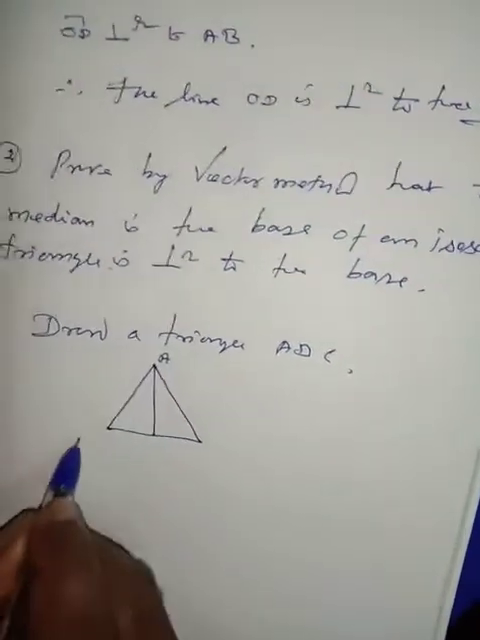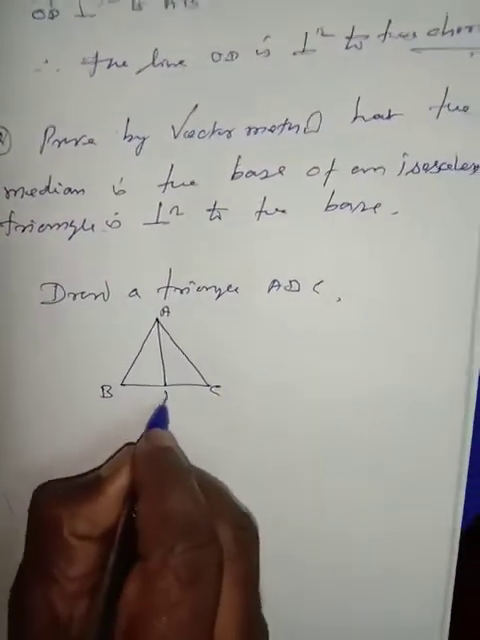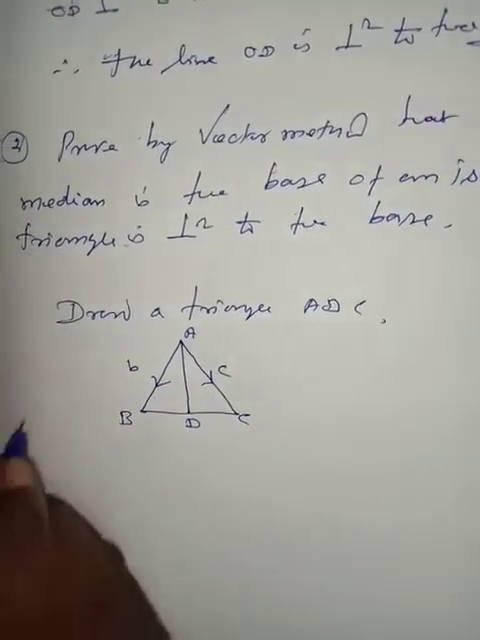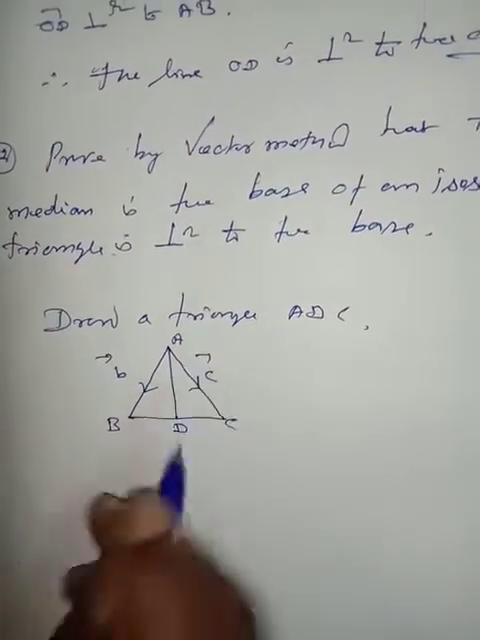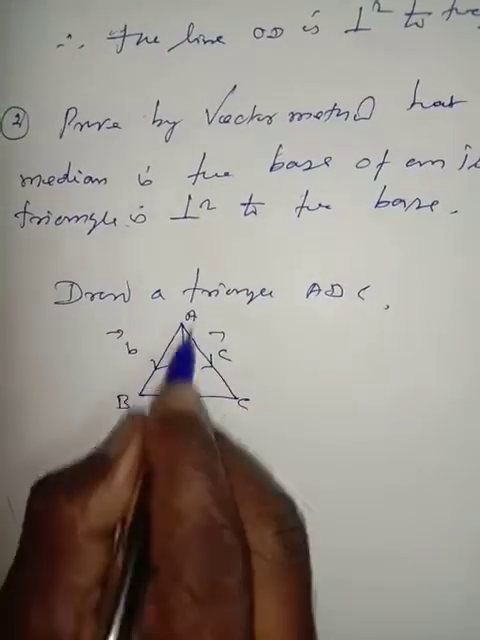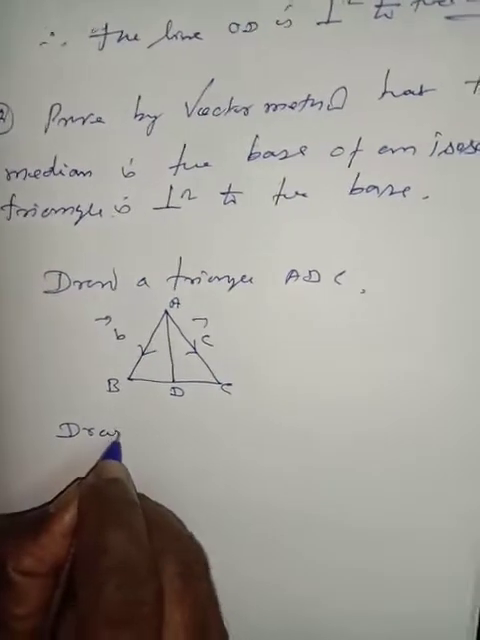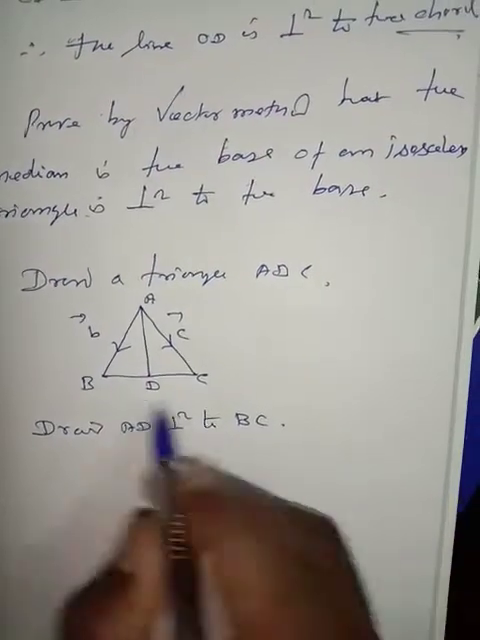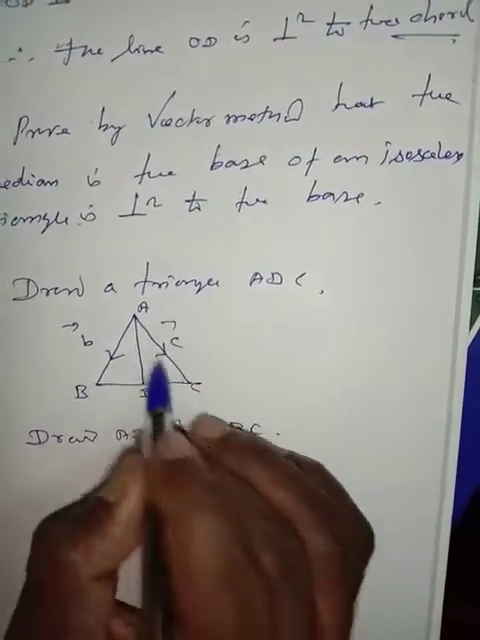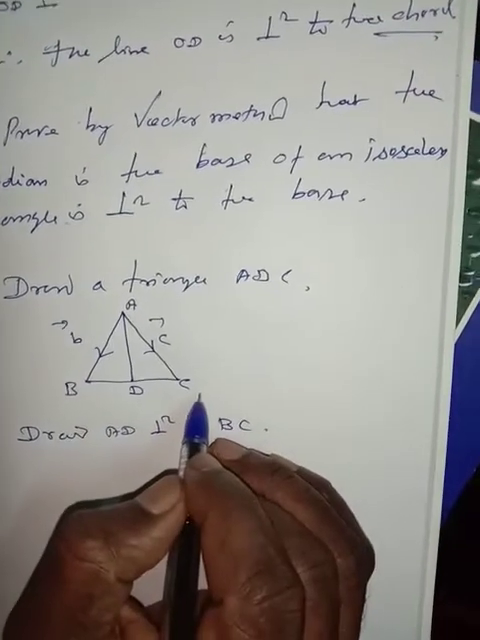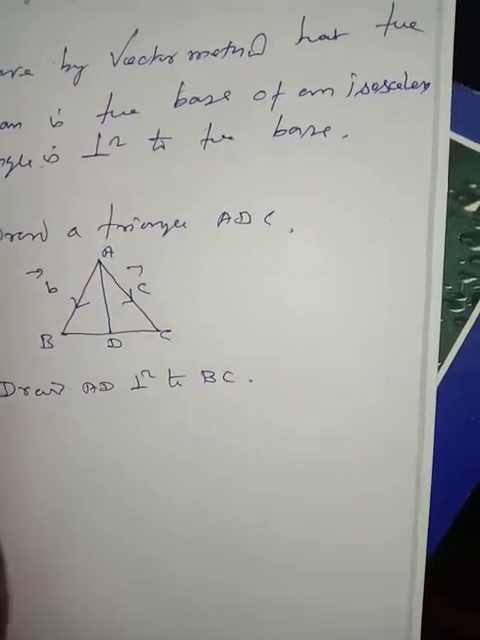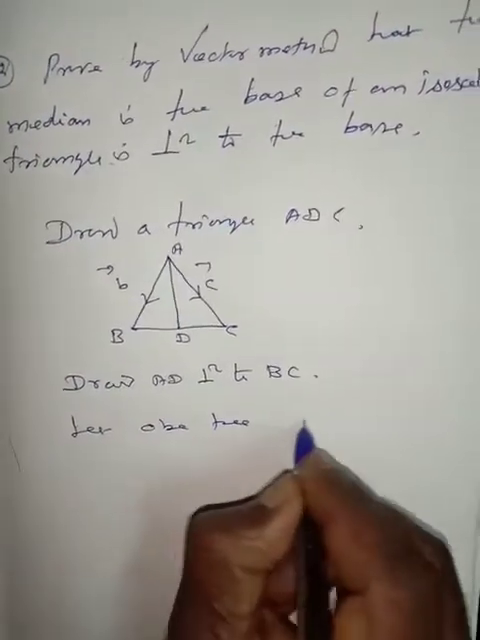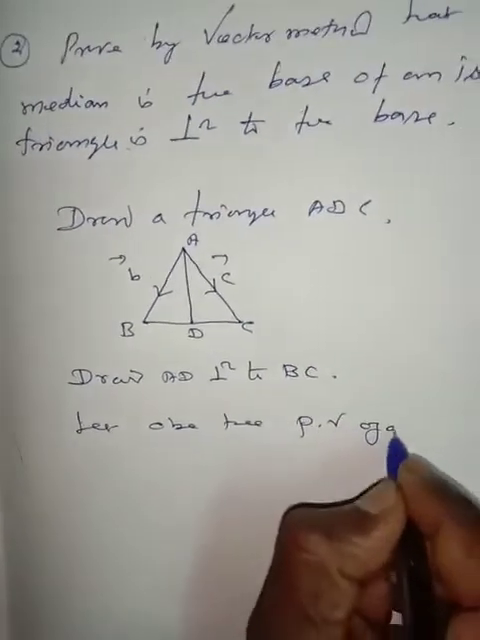A, B, C, D. This side is B, this side is C. Now draw AD perpendicular to BC. We get two triangles: one is ADB, another one is ADC. Now let O be the position vector of a point.